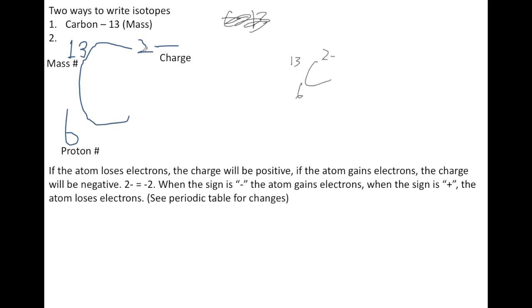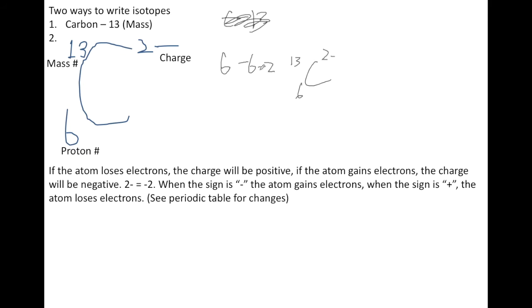In this case, the carbon is going to have a charge of 2 minus, which means it has 2 more electrons than protons. Because if you think about it, it has 6 protons, and then 6 electrons cancel them out, giving normal, neutral carbon. Now there's another charge, -2, which means that the carbon atom gained 2 electrons.